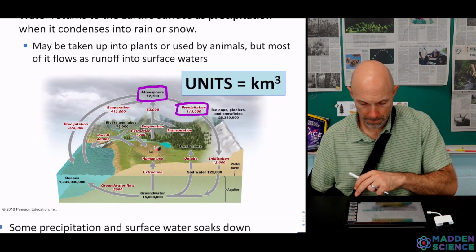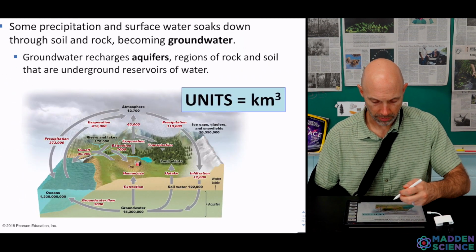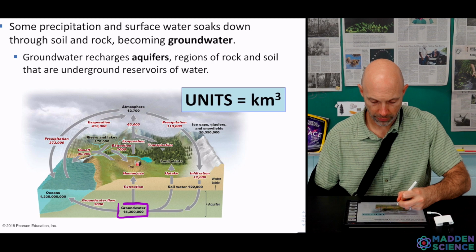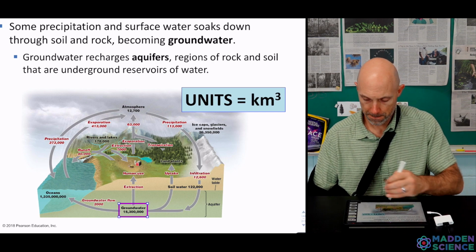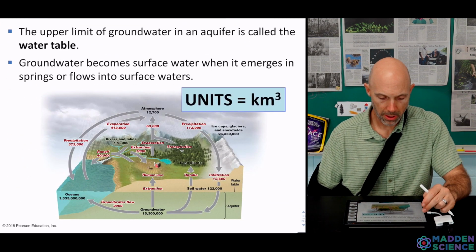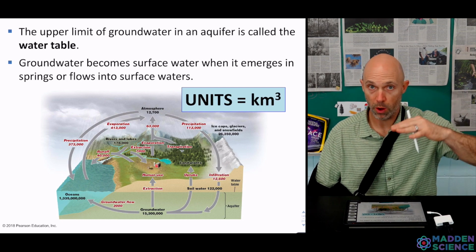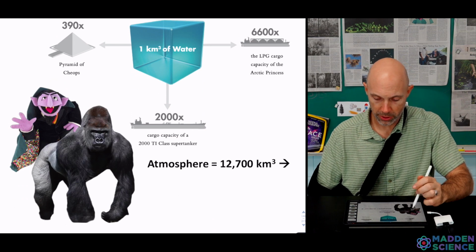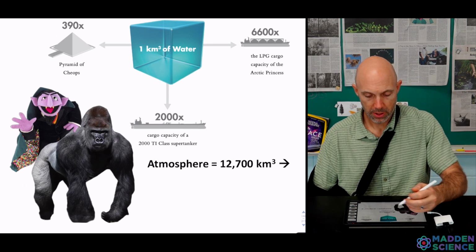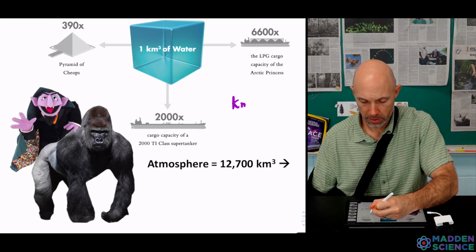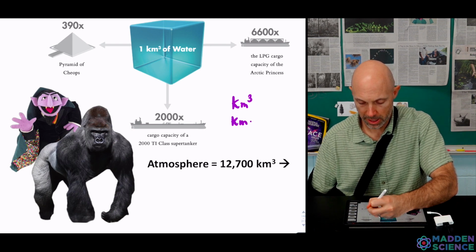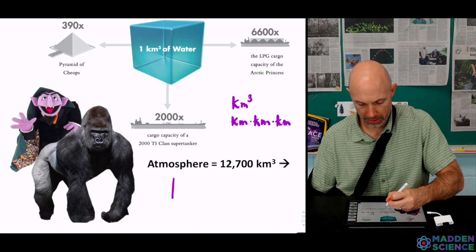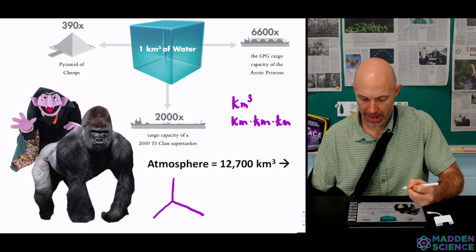You can also see for groundwater, we mentioned with aquifers. And additionally, the water table, so how much water is in that aquifer. Now back to our unit, which is kilometer cubed. So that's a kilometer times a kilometer times a kilometer. So you can imagine looking at it in 3 directions.